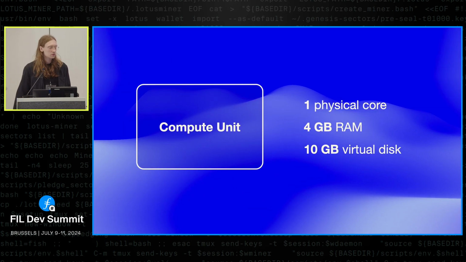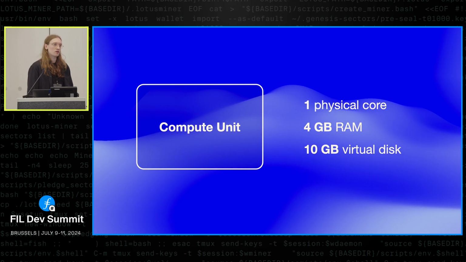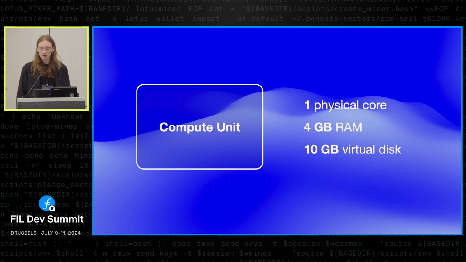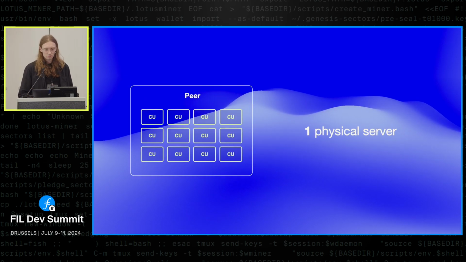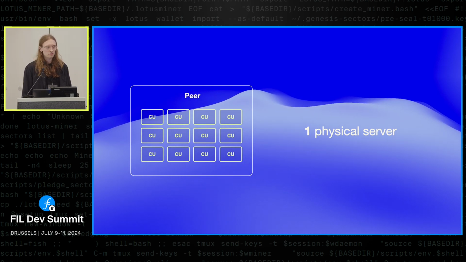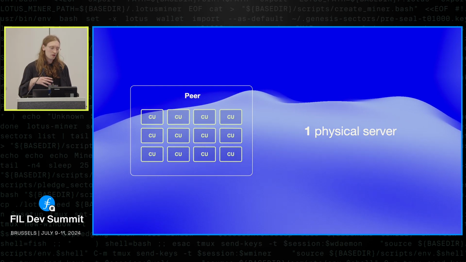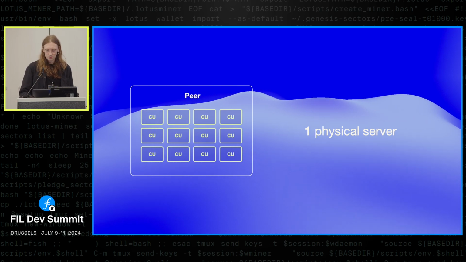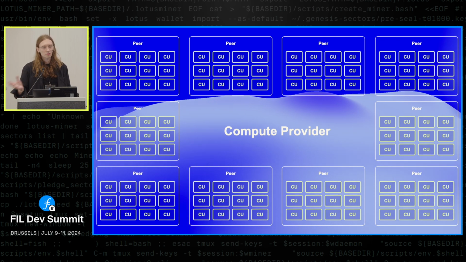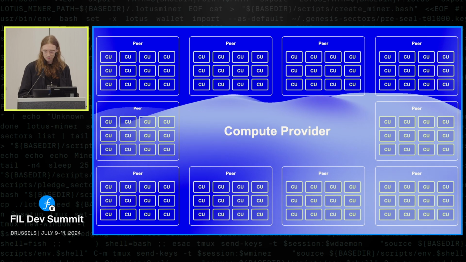For accounting, we use the compute unit. It's one physical core, 4 GB of RAM, and 10 GB of virtual disk. And each physical server has a peer, a Fluence peer, that has multiple compute units and runs all the things, manages resources, etc. And one compute provider is basically multiple physical servers, multiple peers. It's all managed on chain.